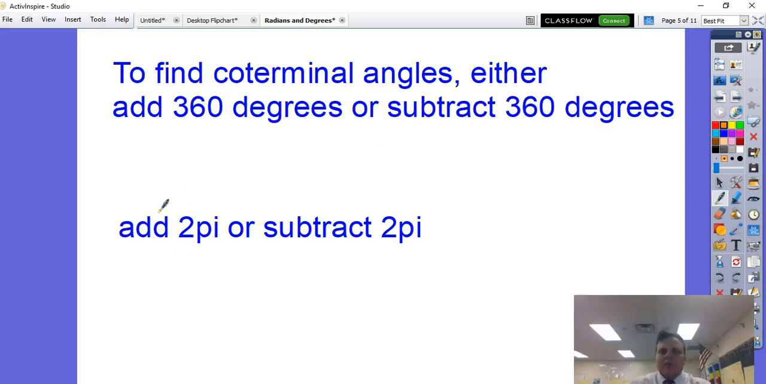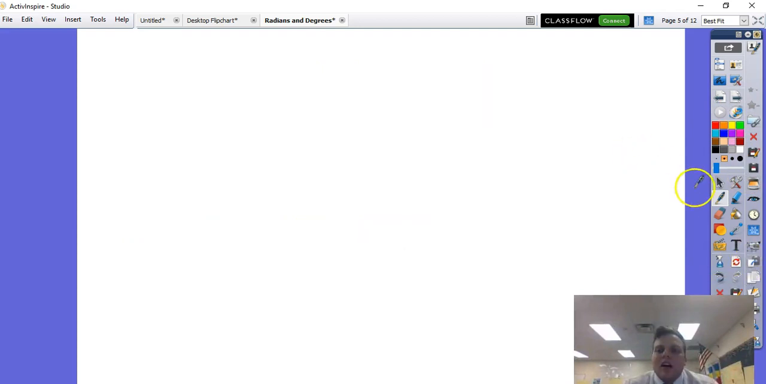As we talked about this in class, a lot of us did not struggle with this concept. You kind of did at first, but eventually you got it. So in general, here's the lesson: to find coterminal angles, either add or subtract 360 or 2 pi. But a lot of us struggled with radians, and 2 pi is weird to me, so let's look at some direct examples.